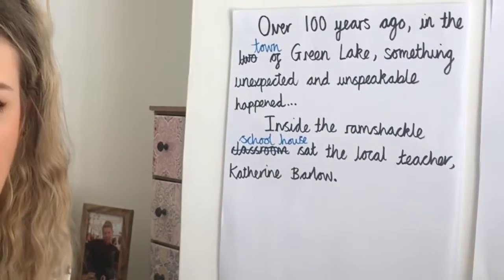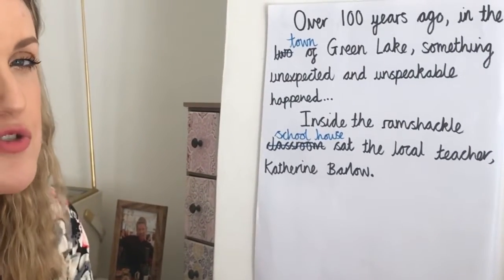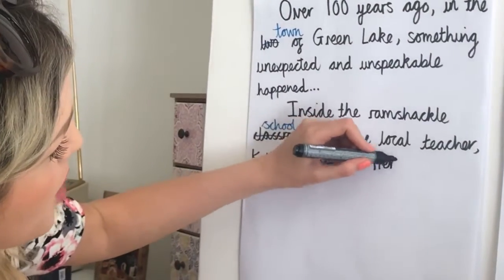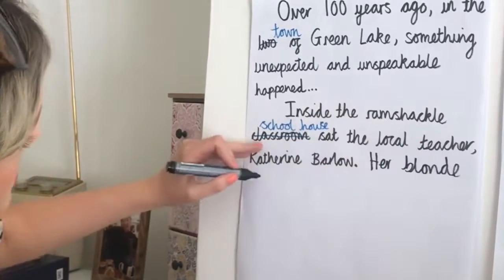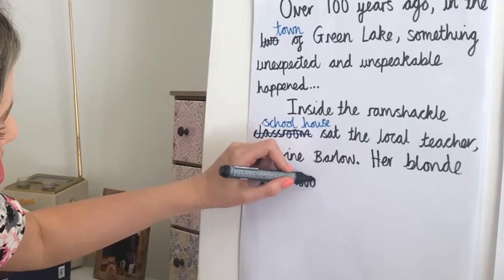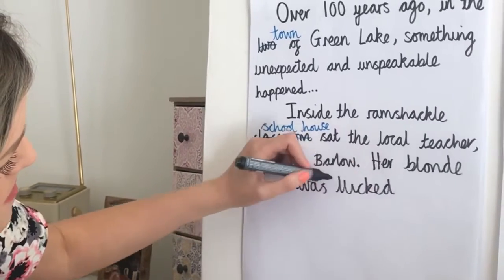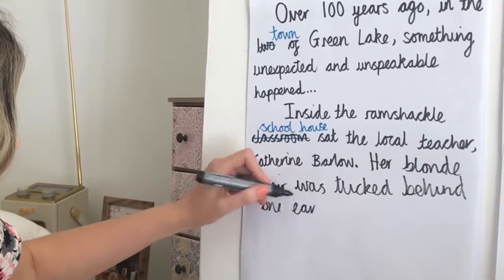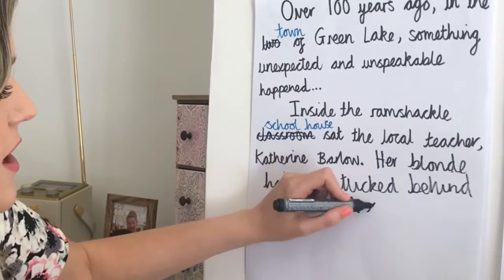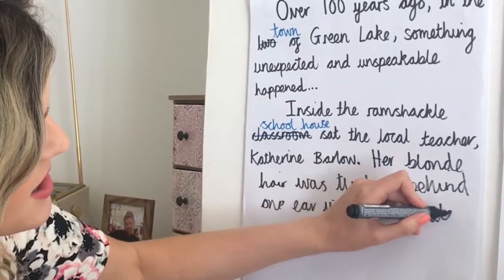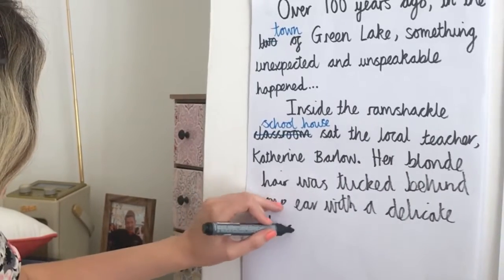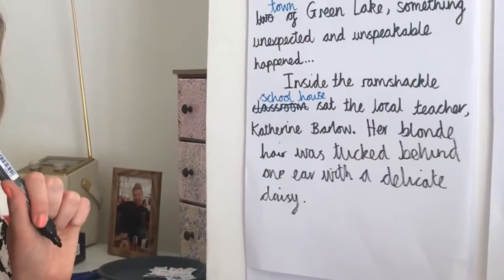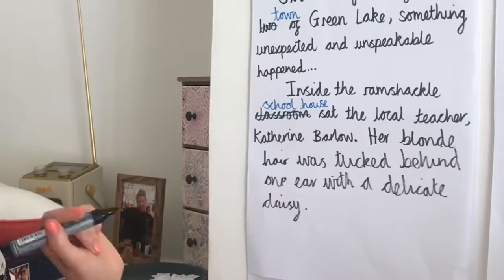I'm going to include a little description of her, and in the video clip she is quite beautiful, isn't she? So I'm going to demonstrate that with my description. Her blonde hair was tucked behind one ear with a delicate daisy. So she's very girly, she's blonde, she's fair. What's she doing at the time? What do we think she might be doing inside the schoolhouse?